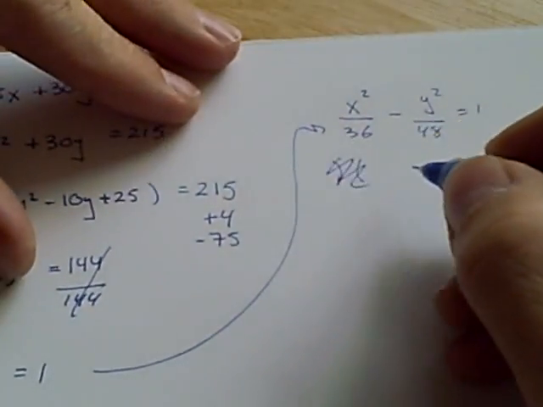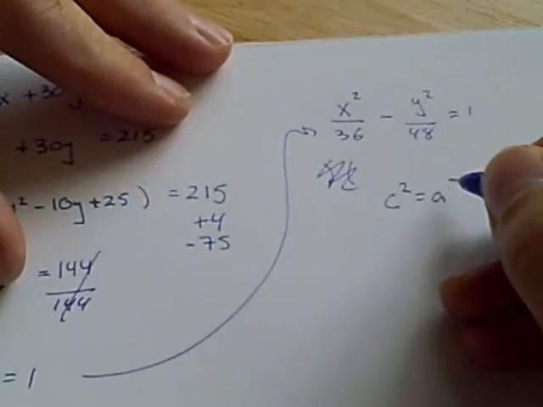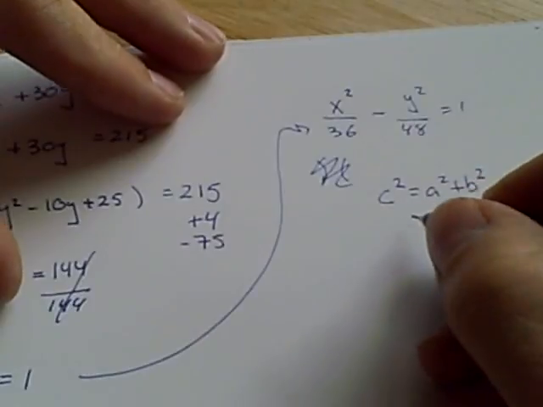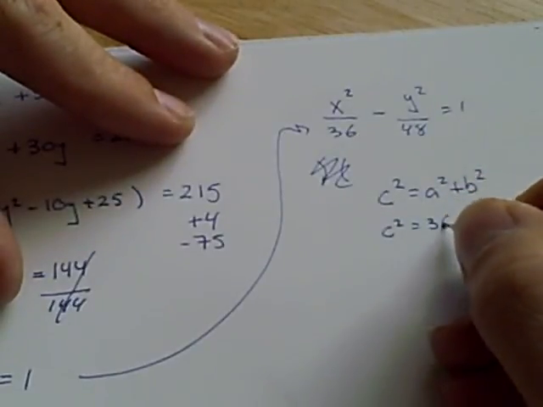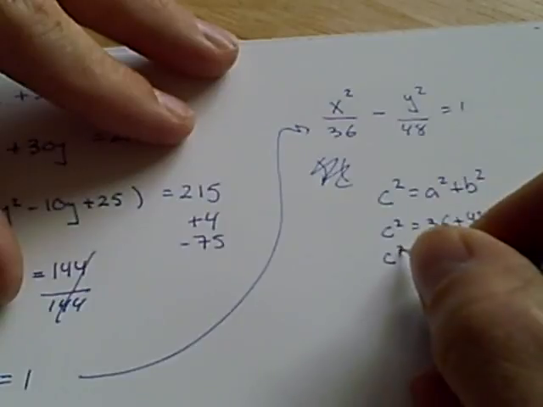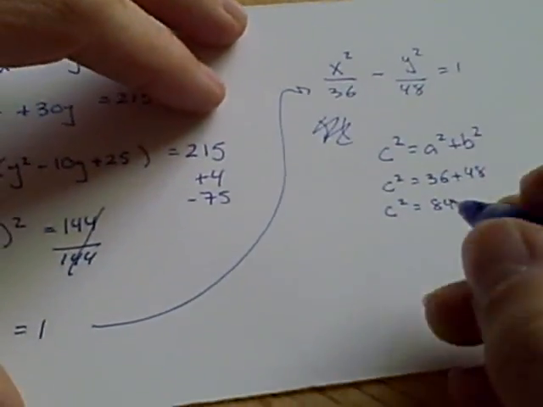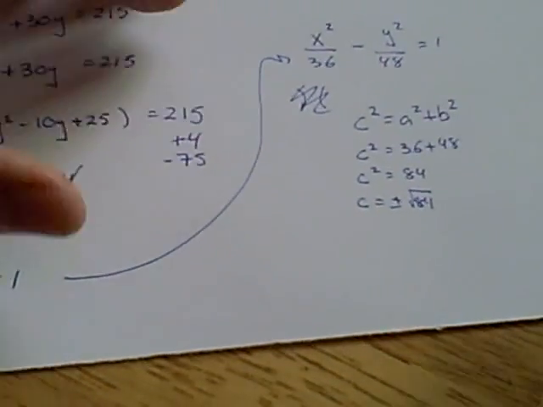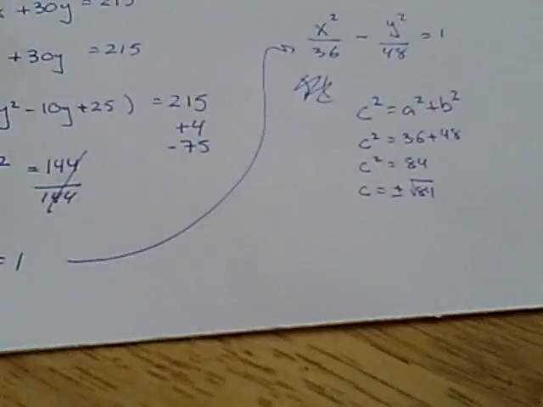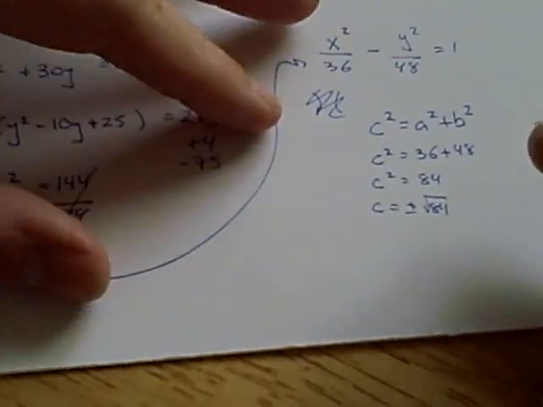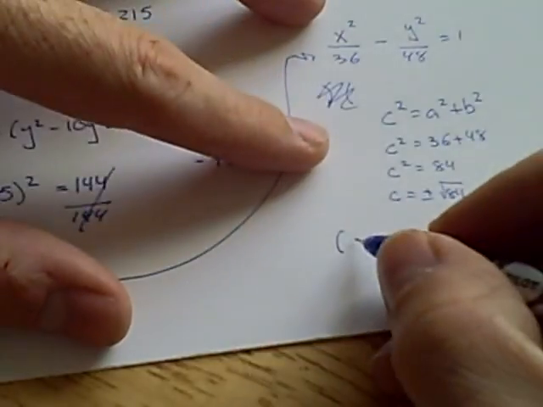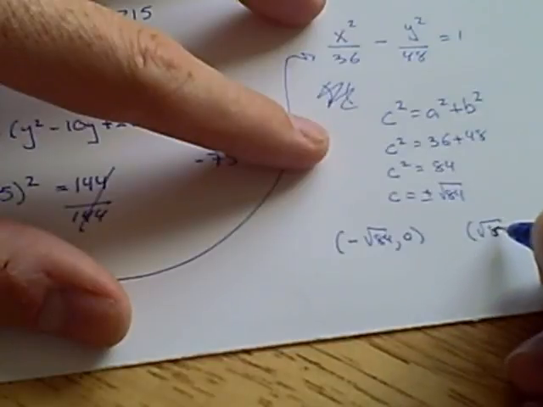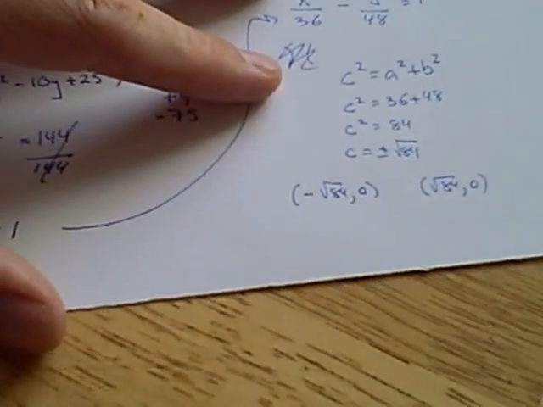Over here we have the relationship that c squared equals a squared plus b squared. And this is a and this is b. So c squared equals 36 plus 48, or 84. So c equals plus or minus the square root of 84, which is a little bit bigger than 9. Whatever, we'll leave it just like that. So our foci, before shifting, are minus root 84, 0, and root 84, 0. These are on the x-axis.